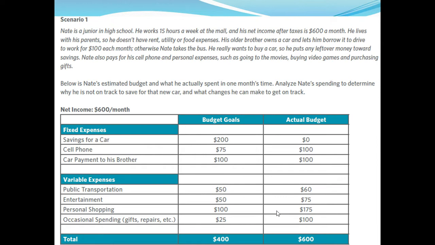So for scenario one there, I'm going to say that Nate overspent in the categories of personal shopping and occasional spending. And so if you were trying to tell Nate what he can do to get back on track, you would tell him to cut down on personal shopping and occasional spending. You can also cut down on entertainment, public transportation, and rebudget his cell phone so that it makes sense. But the two big ones were personal shopping and occasional spending.